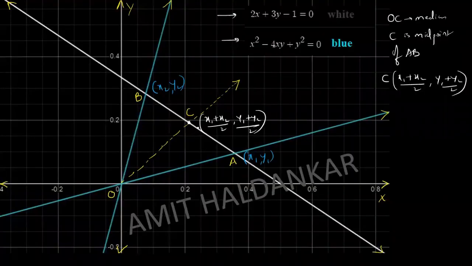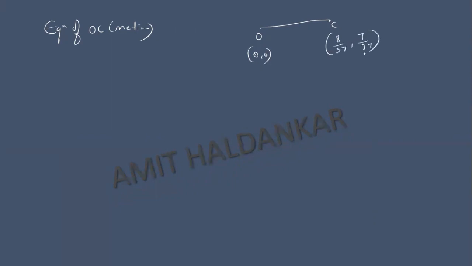Since you got the coordinates of C, we can use the 2-point form now. So the equation of OC, that is the median. Now O is 0 comma 0 and C is 8 by 37 comma 7 by 37. I'll use the 2-point form over here. What is the 2-point form? x minus x1 upon x1 minus x2 is equal to y minus y1 upon y1 minus y2. This is your x1 y1 and this is your x2 y2.